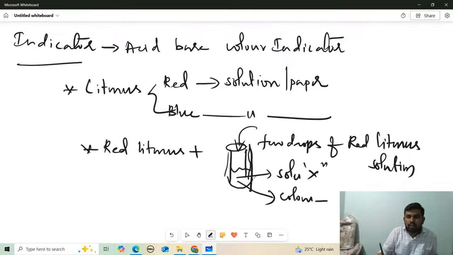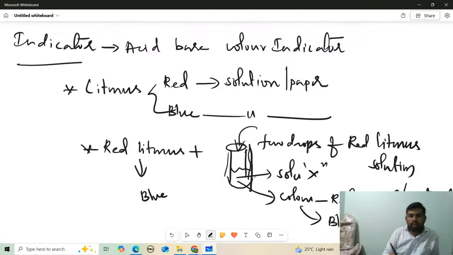If the color turns red, or remains red, we can say it may be acid, or, as we are adding a red solution, it may be neutral. Suppose the solution's color changes into blue, then it will definitely be a base, because red litmus paper turns blue if it is a basic solution.